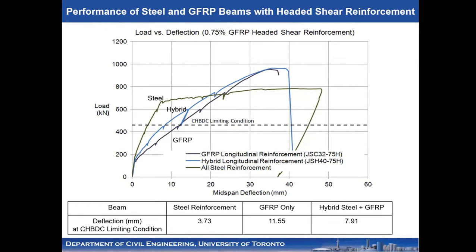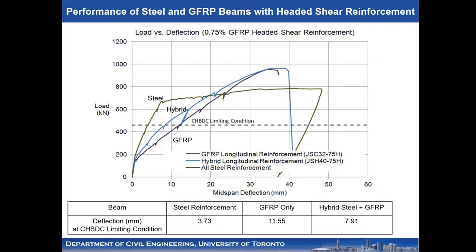You will notice one thing, that the strength of GFRP reinforced beams is higher, but the stiffness is somewhat lower. At the lower end, up to about 150 newtons, the stiffness is very similar because it is dominated by concrete. Beyond that, the reinforcement dominates, and by that time, cracking has taken place. So under service load, there will be no issue with the deflection. Above service load, the cracking would be somewhat larger.